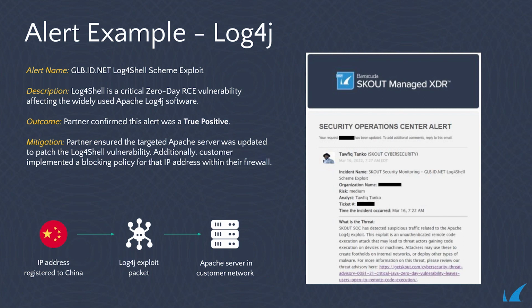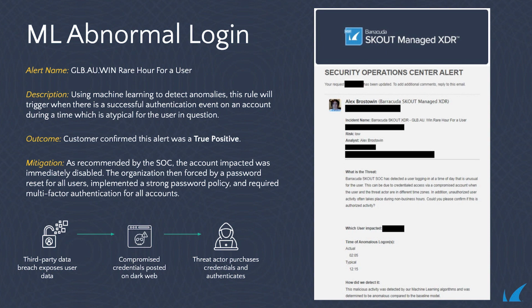Here is an example of what it looks like. It's broken down into three parts. So we have what is the threat, what are the different attributes associated with the threat, how did we detect it, what data source triggered it, and also recommendations. So in this example, this is an abnormal rare hour for a user. So essentially it uses machine learning to detect anomalies if a user is supposed to log in at a certain time. So say I log in 9 to 5 and I log in at 3 a.m., it'll detect that anomaly and generate an alert. So in this example, this was actually a true positive and that user was actually compromised in a third-party breach. And the threat actor actually was able to purchase the credentials on the dark web and compromise the user.